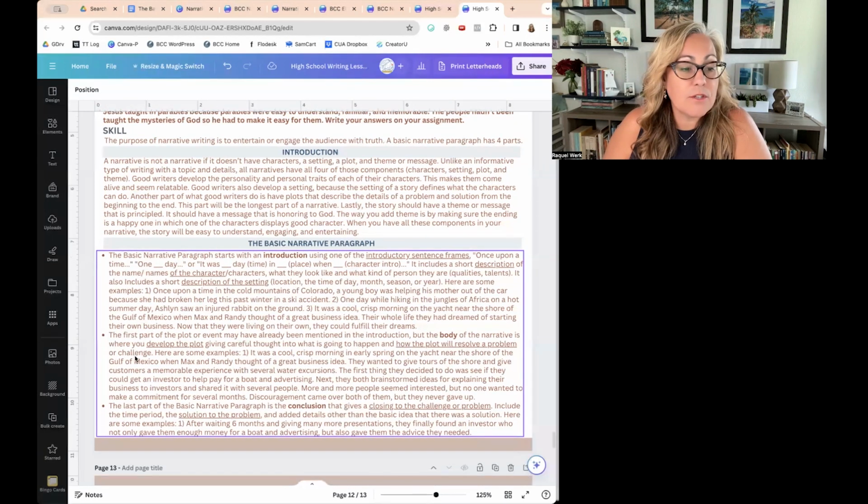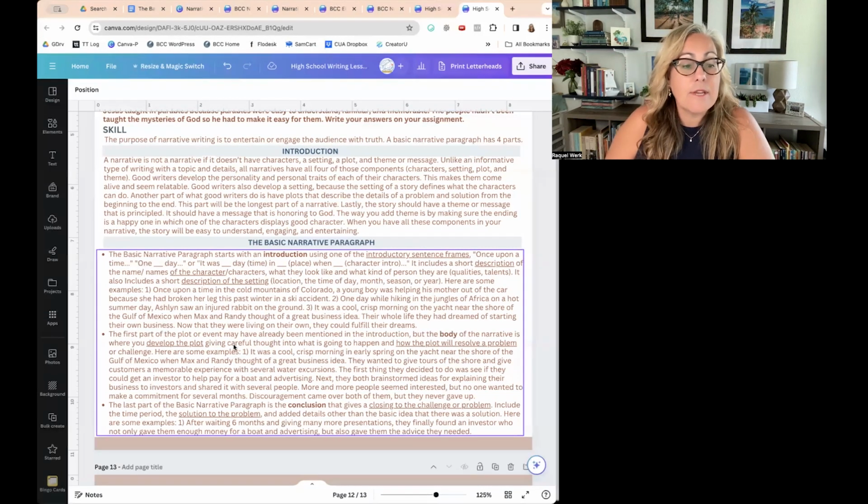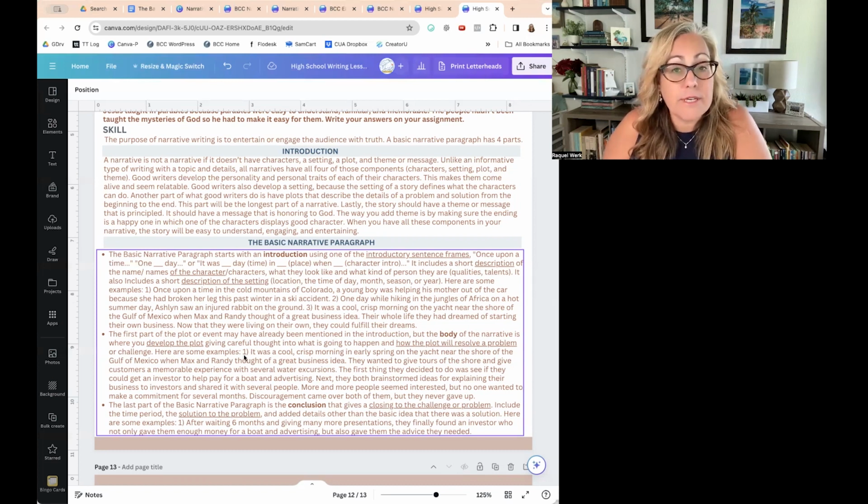So now we're going to move into the first part of the plot. Now you might have already introduced your plot in the first few sentences, but this is the major part of your plot called the body. And this is where you're going to develop the plot, giving careful thought into what is going on and how the plot will resolve a problem or challenge. And here's some examples for that. Now, this particular example is going to be a continuation of example number 3 that we had in the previous bullet point up here.